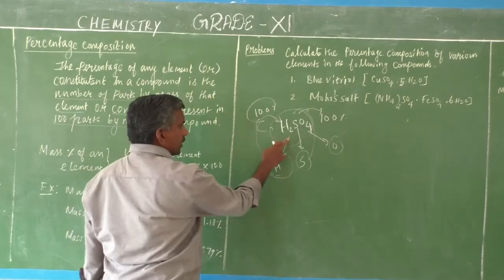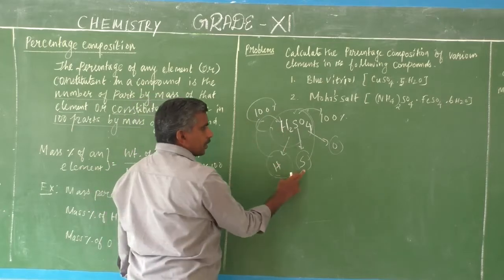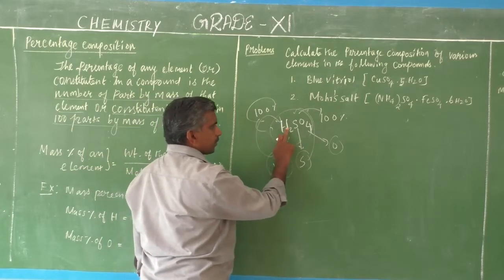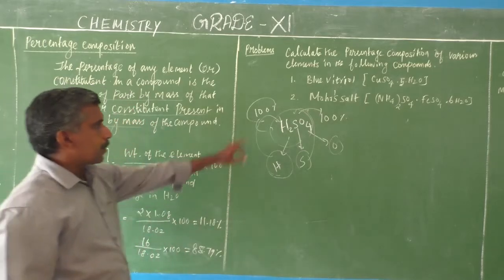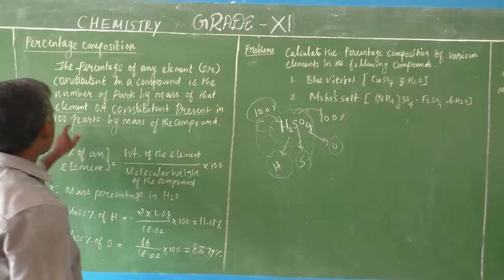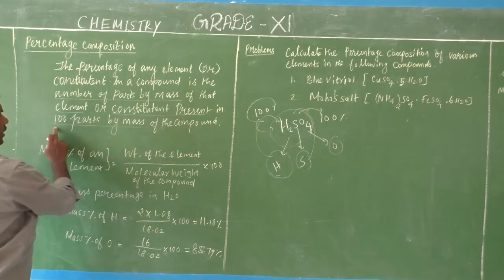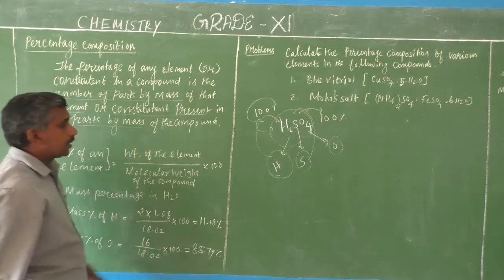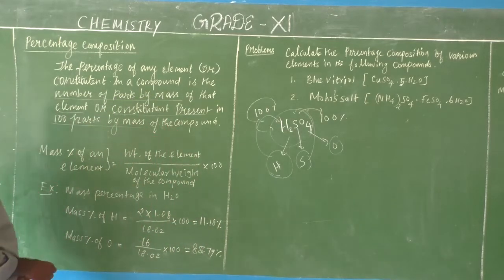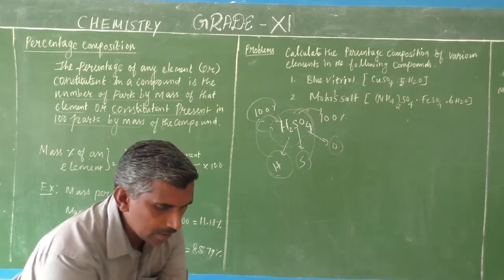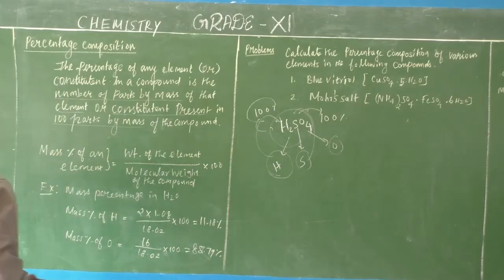How much percentage of hydrogen is present in sulfuric acid? Sulfur percentage present in sulfuric acid. Oxygen percentage is present in 100 percentage of sulfuric acid. That is the constituent present in 100 parts by mass, only of the mass of the compound. Now it is a formula. Mass percentage of an element.